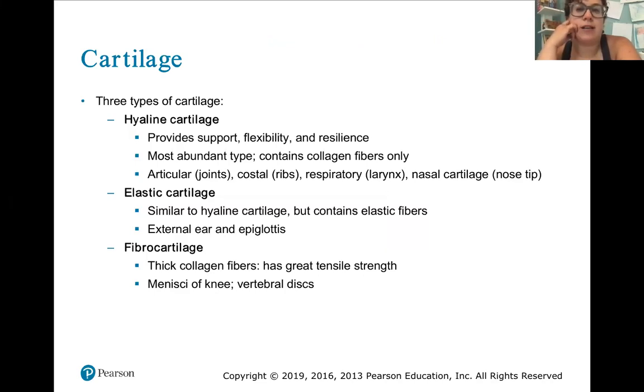The epiglottis is that little hangy flap that closes and opens to allow for you to either swallow your food or take a breath of air. And then we have fibrocartilage. Fibrocartilage is very thick and it has a great strength, and we find this in the menisci of the knee and vertebral discs. This is what allows us to have shock absorption in our spine.